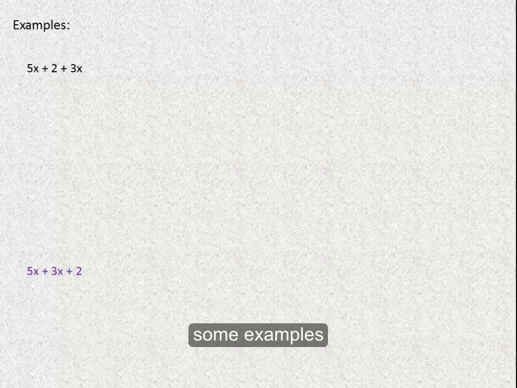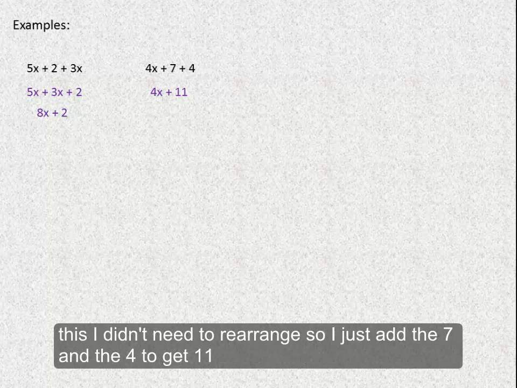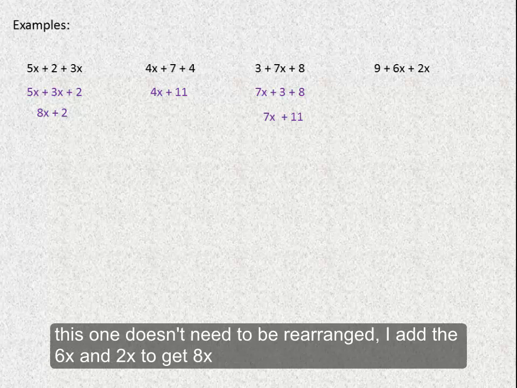Some examples. I rearranged this to put the 3x and the 5x together, and then I added them to get 8x. This I didn't need to rearrange, so I just add the 7 and the 4 to get 11. This I rearranged so that the 3 and 8 are together, and I add those together to get 11. This one doesn't need to be rearranged. I add the 6x and the 2x to get 8x.